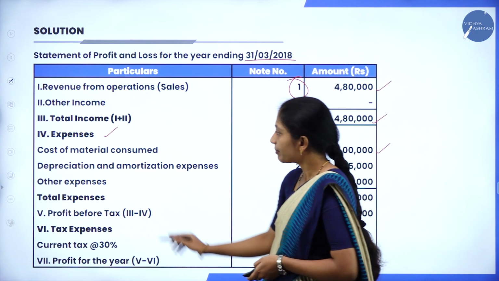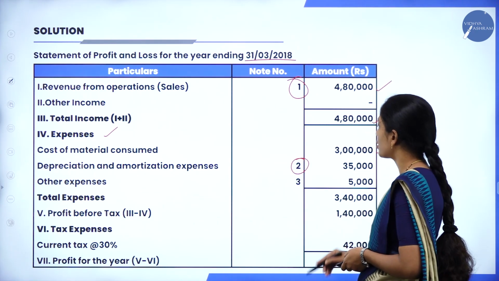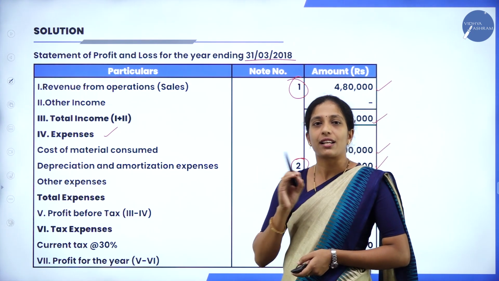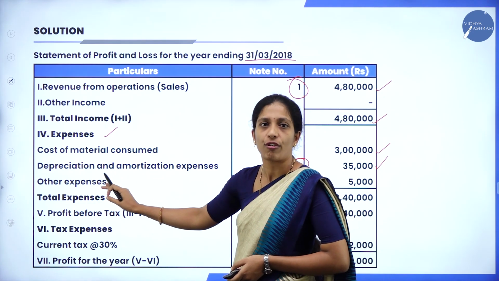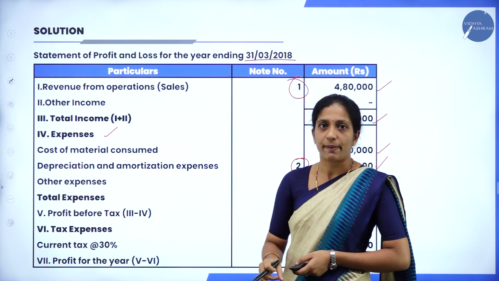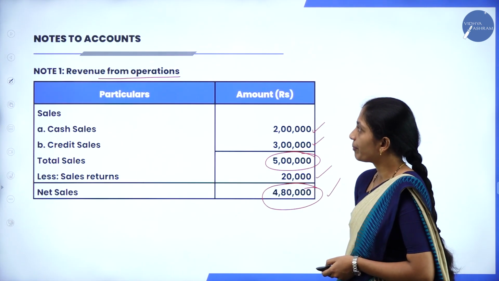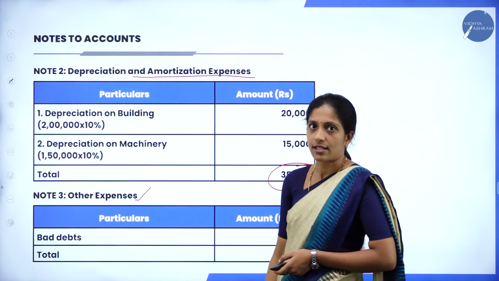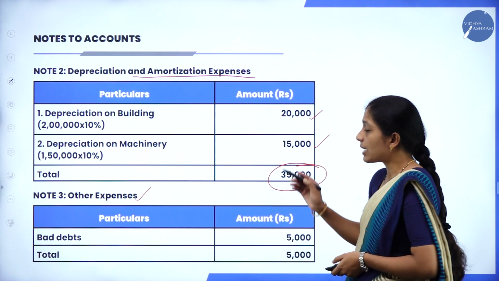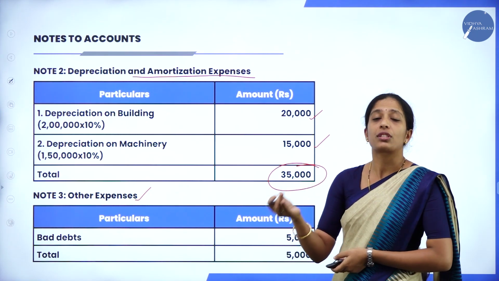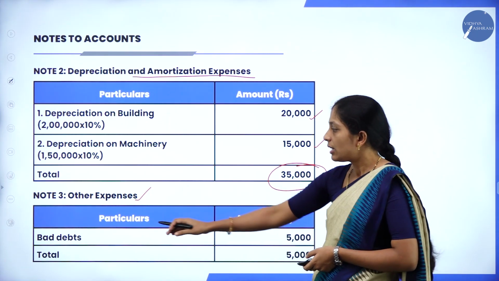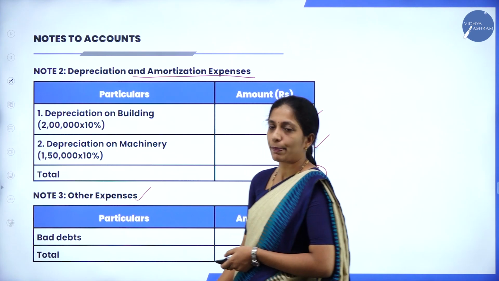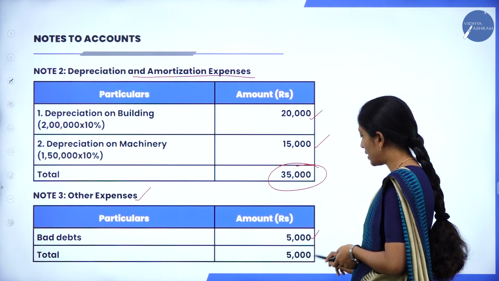So let us see here. Depreciation and amortization expenses, note 2, directly 35,000. Now under other expenses, there is nothing written as bad debts in your format, so it has to come under other expenses, for which you have to write a note. Note number 3, other expenses, where you have only one item, bad debts. Even though it is only one item, you have to show it in the form of a note, because there is nothing called bad debts in your format. So it comes under other expenses. Bad debts 5,000, total 5,000.